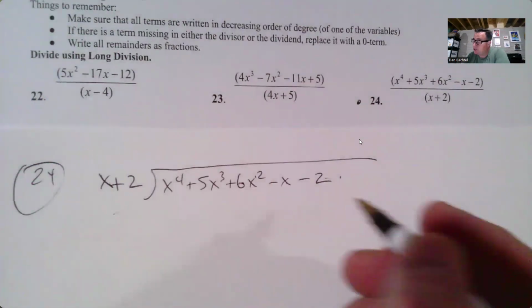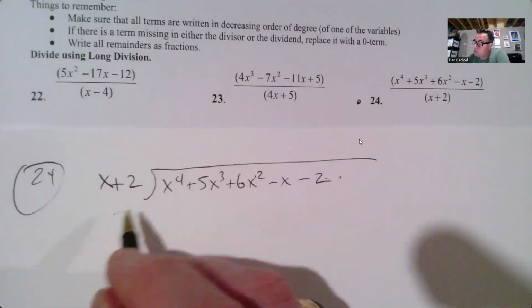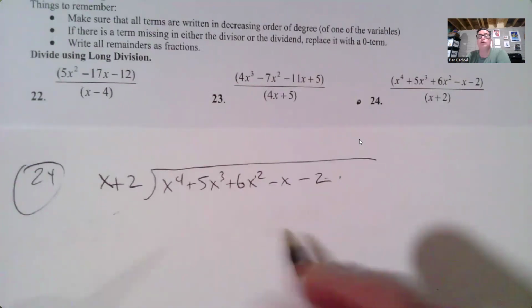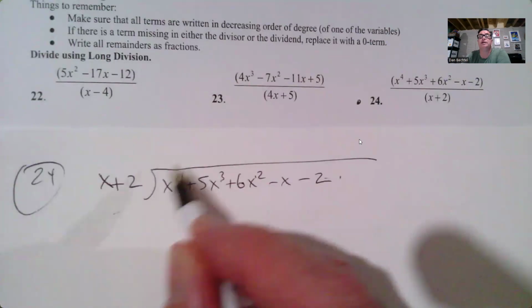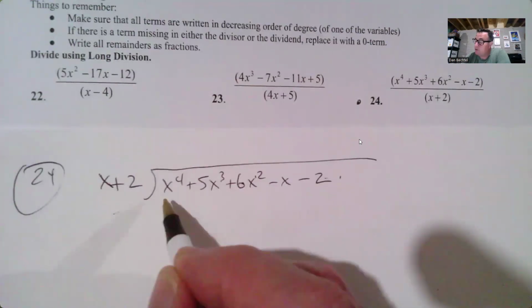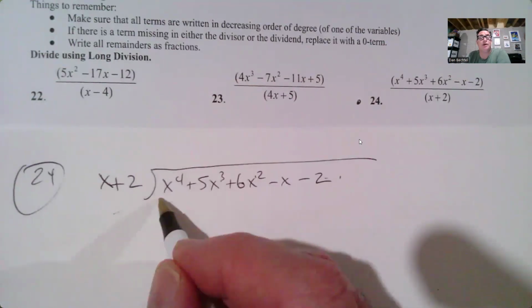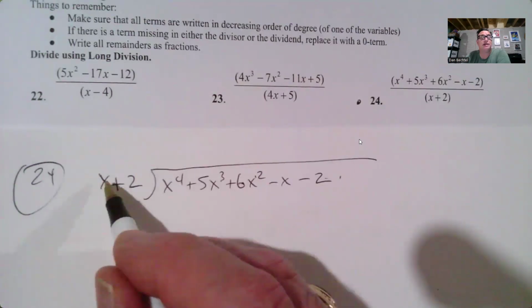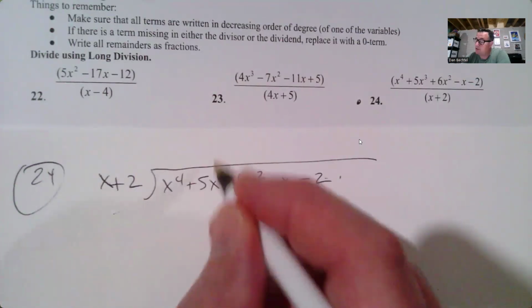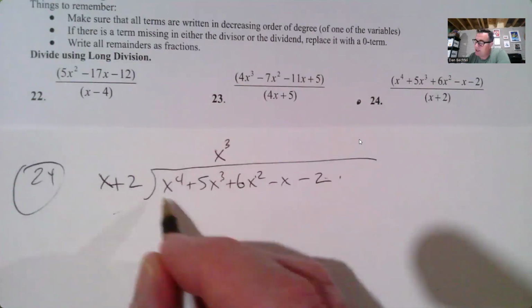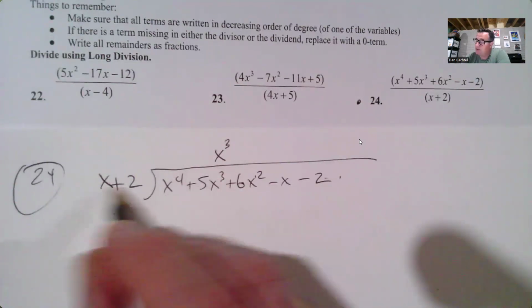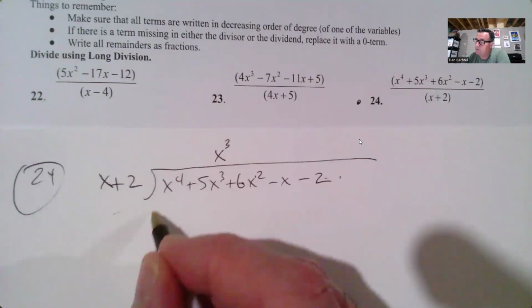Okay, so the first thing that you're going to do is to realize that when you do this work, our goal each time we're multiplying by something is to cancel out whatever this first term is. So I need to get rid of x to the 4th power. That means I'm going to have to multiply that x times x to the 3rd, and that's where I'm going to put it. Because there's 2 terms outside that I'm dividing by, I'm going to go 2 terms in.